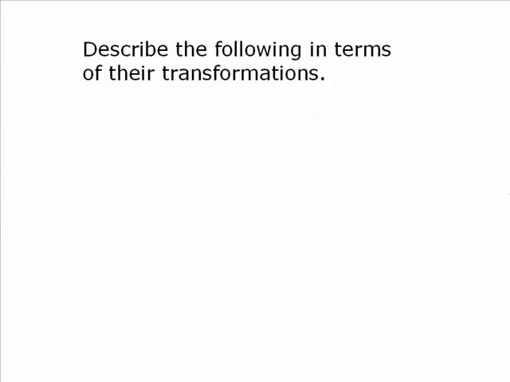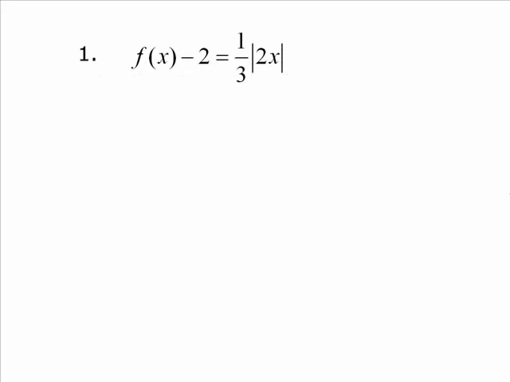So, let's take a look at 3 or 4 questions. And we will have to describe them in terms of their transformations. It's not stated here, but what we're really doing is comparing them to their untransformed form. So if we take a look at this absolute value function, f at x minus 2 is equal to 1/3 times 2x.